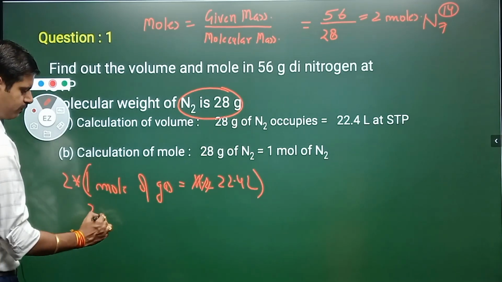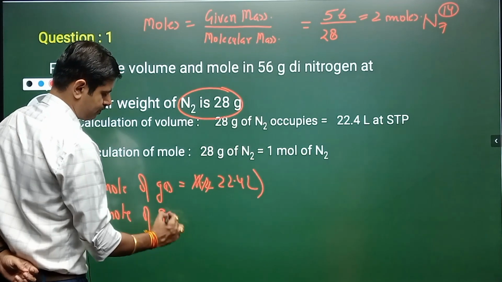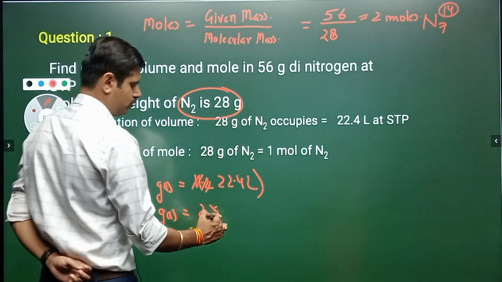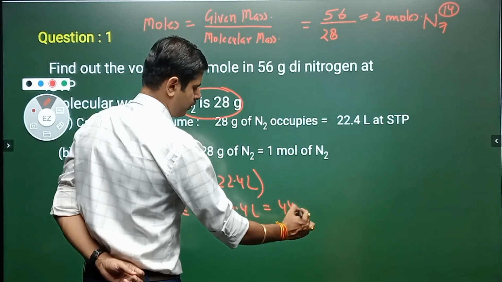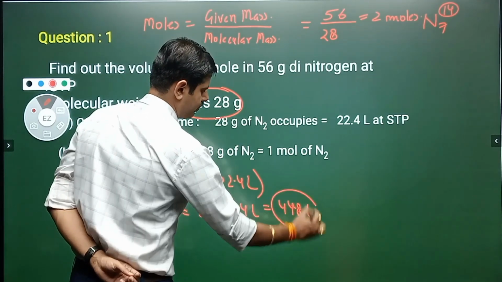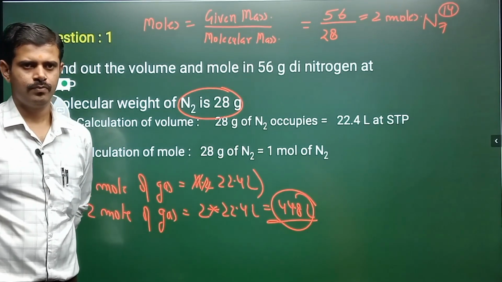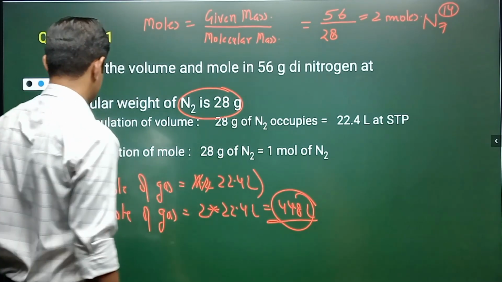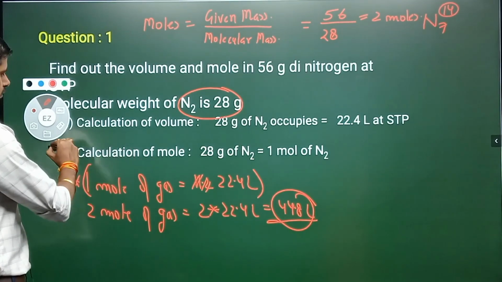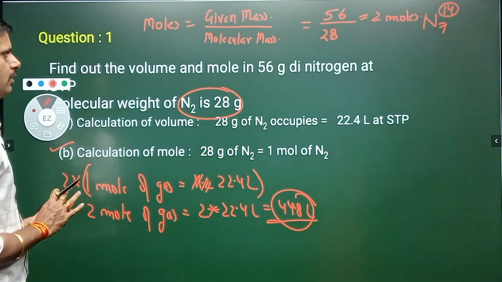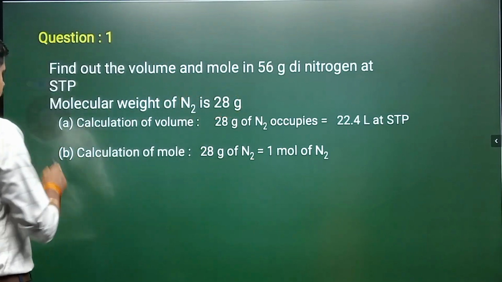So 2 moles of gas is equal to 2 into 22.4 liters, or 44.8 liters. Is it clear? Now, calculation of moles. See here also, this is what we got as the answer. Clear? This is what we'll do. Now we'll come to the next slide.